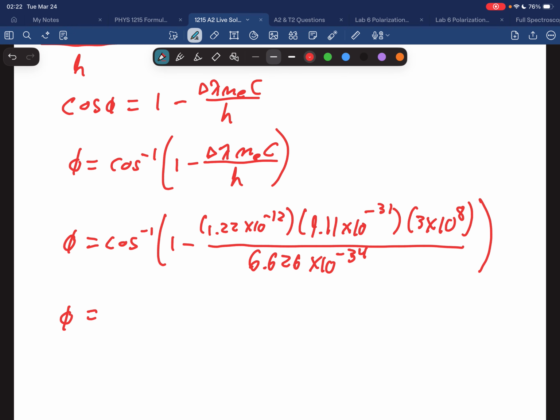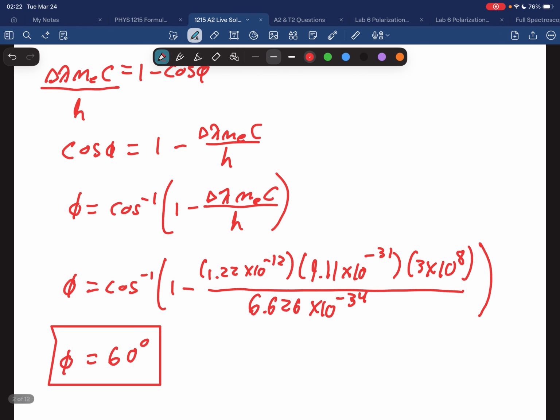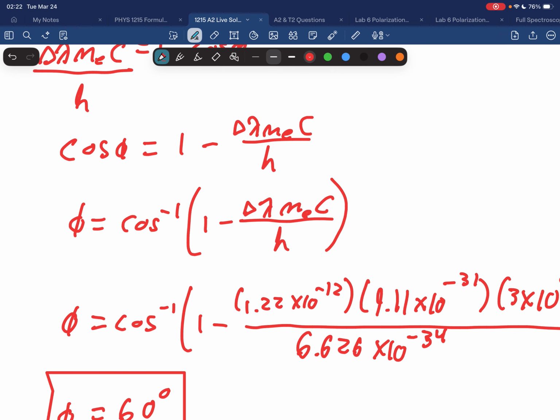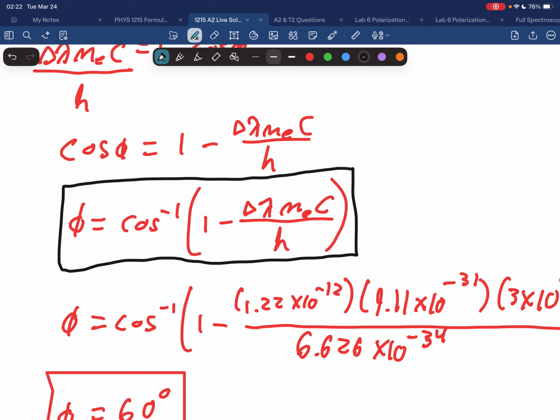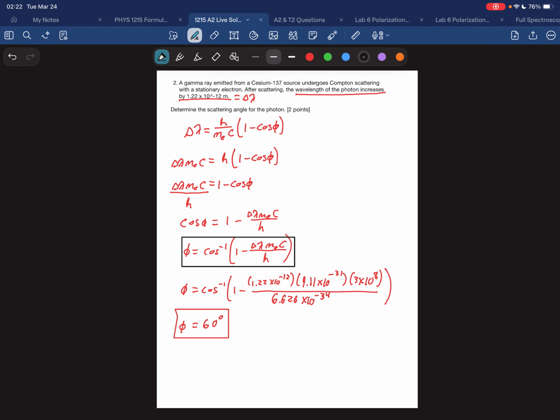And all of this punched in should get you about 60 degrees. I think it's slightly over, but round it off to the nearest degree. I believe it's 60 degrees. So that was question 2 here. I do suggest putting this equation here on your formula sheet. If you are making your own personal one, I do suggest adding that formula boxed in black on your own formula sheet, just for your own convenience.